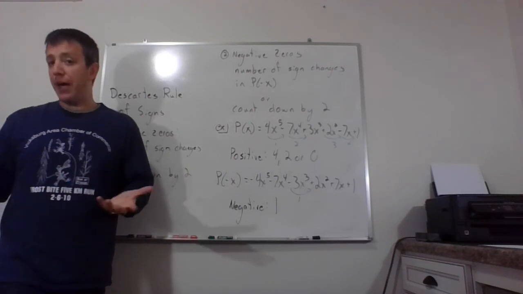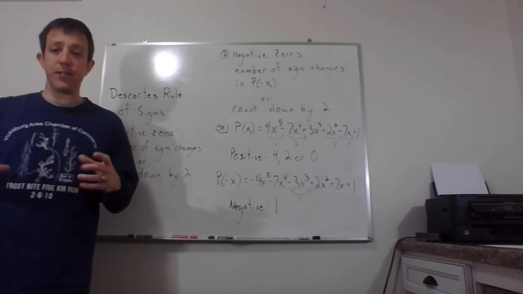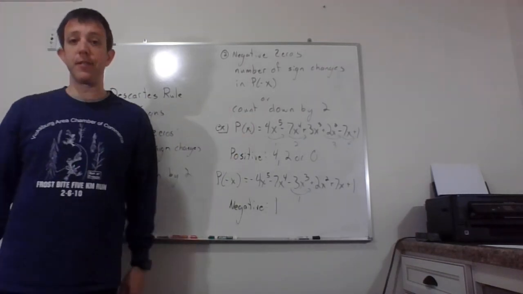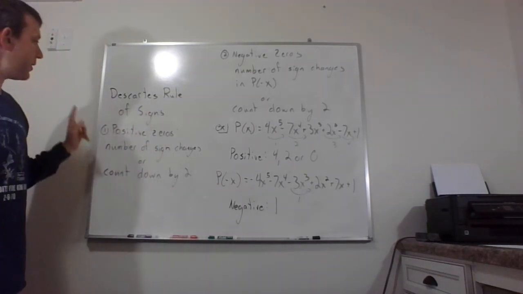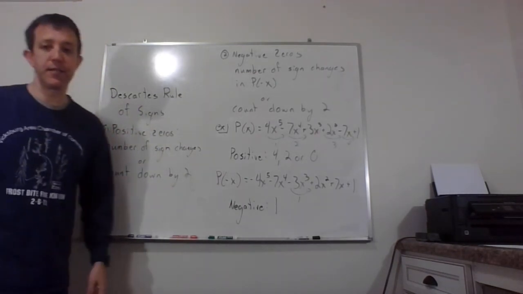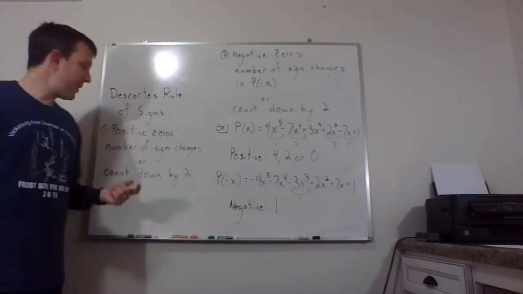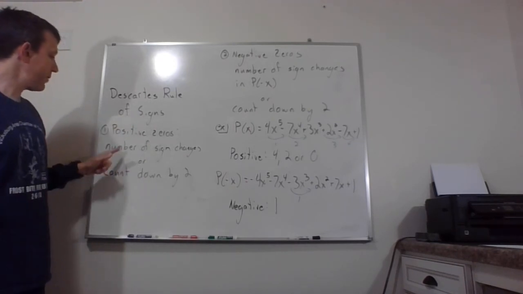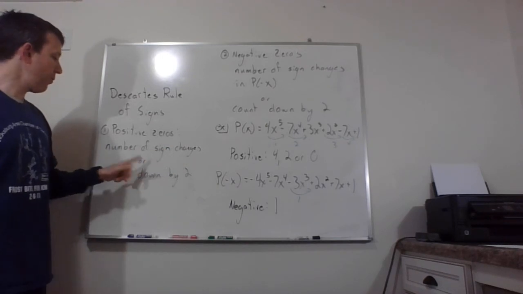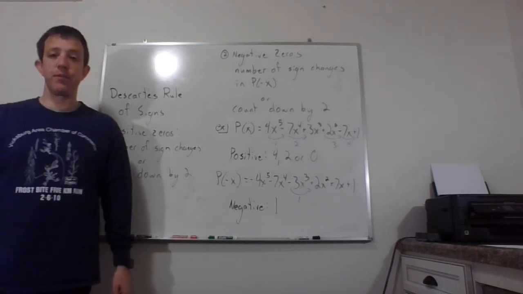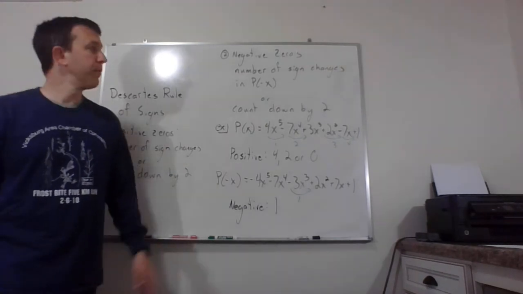And again, it's going to give us possibilities, just like the rational zeros theorem gave us possible fractions that would work. So what Descartes' rule of signs basically says, and again, I'm really condensing it here so I can fit it on my board, is that the number of positive zeros is equal to the number of sign changes, or you can count down by 2 from there. And we'll see an example.